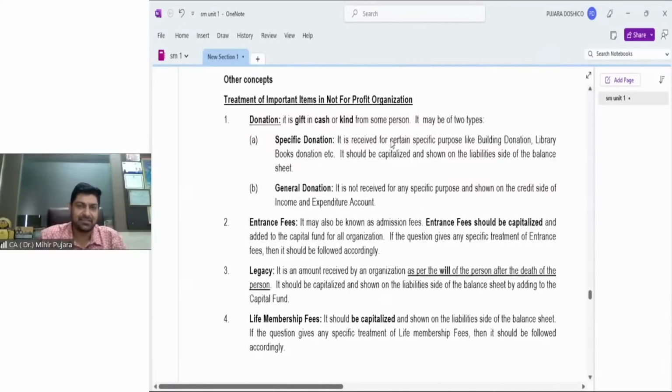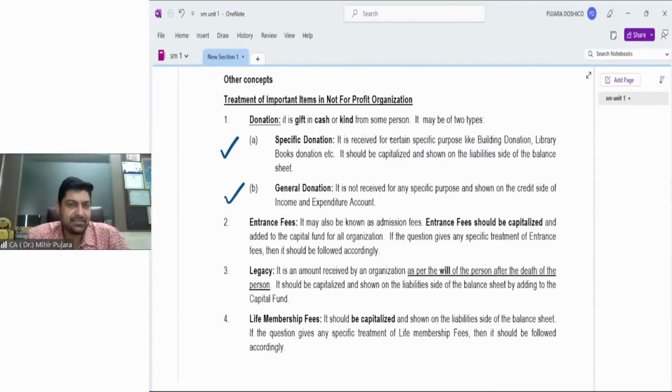So donation we discussed. Please, guys, this is an important point. If it is specific purpose, part of balance sheet. If it is general purpose, part of INE. Please take this point very carefully, guys. Entrance fee we discussed. If nothing specified, it is part of balance sheet. If it is specified, then as per the instruction given in the question.